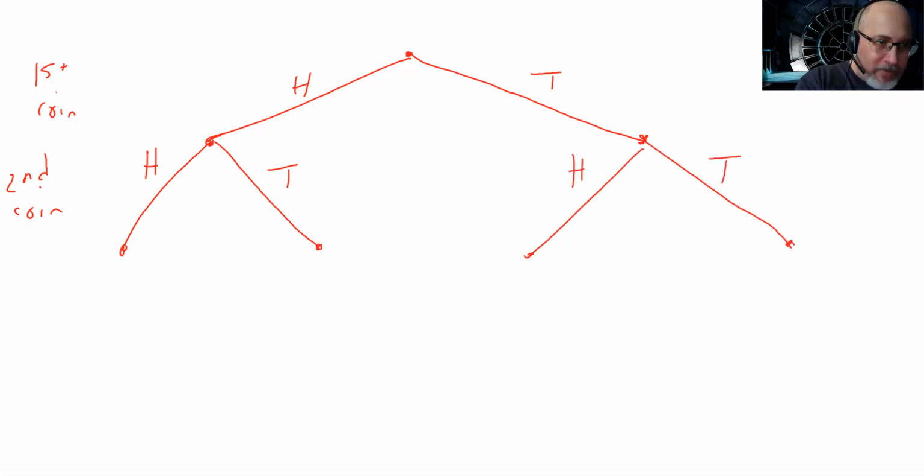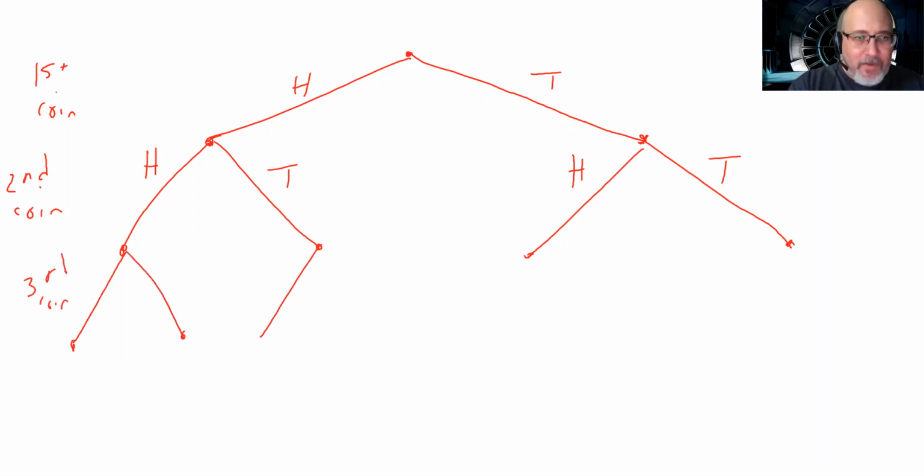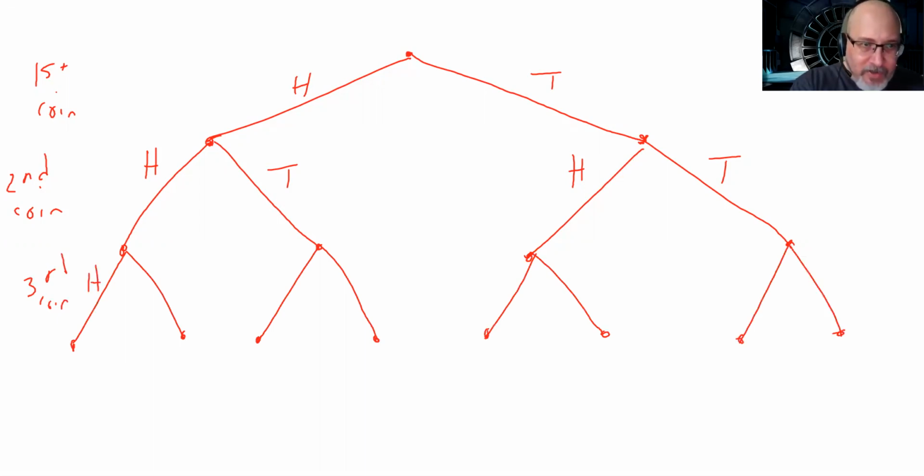And then we do the same thing for the third coin. For the third coin, we have to branch out again from each of the previous branches. We branch off twice, once for heads or once for tails for the third coin. So heads, tails, heads, tails, heads, tails, heads, and tails.